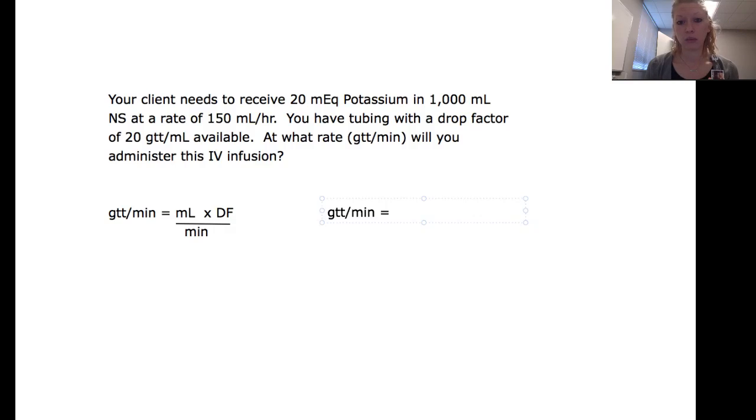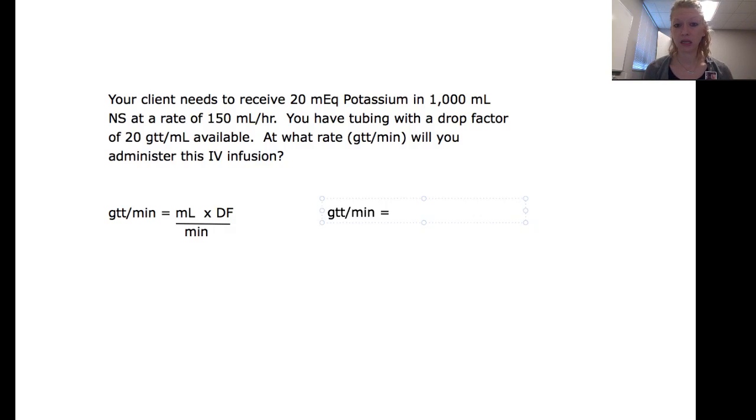It's that 1,000 milliliters. Don't get hung up on the 20 milliequivalents of potassium. Yes, there's 20 milliequivalents of potassium in that bag, but because I know my patient's getting all of it over a set amount of time, I don't have to worry about how many milliequivalents is in each milliliter and all of that, because they're just getting the whole thing.